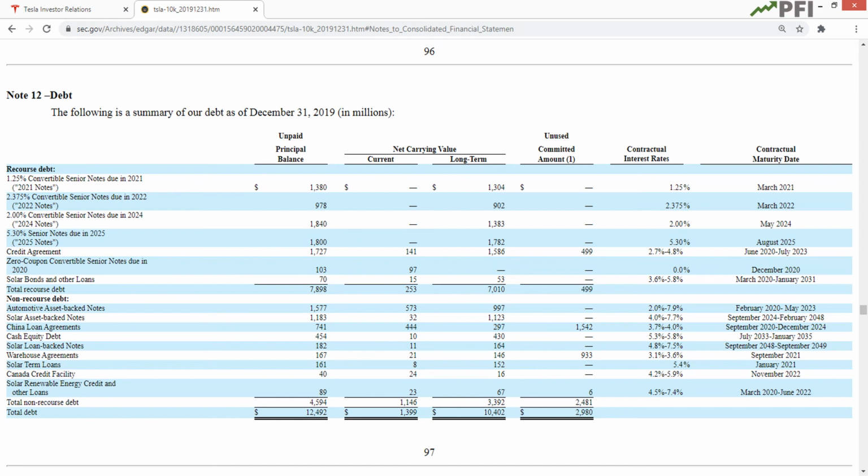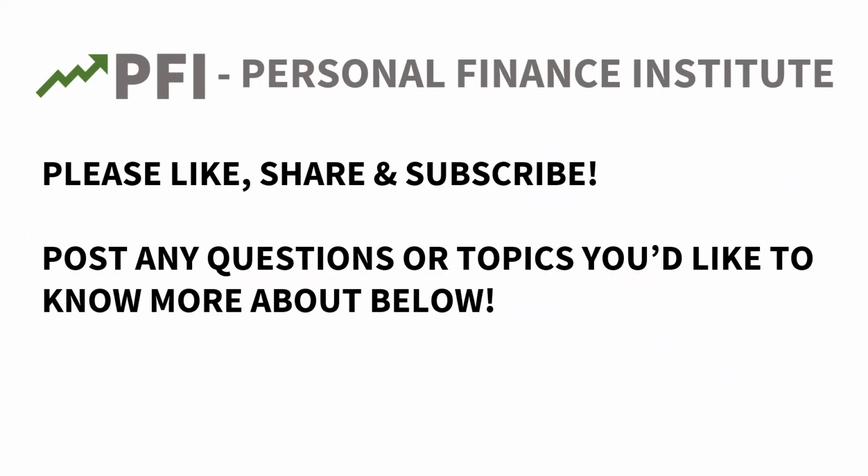This is just one example of the information contained in the notes, and we would encourage new investors to spend some time reading through each of the notes in order to gain a full view of the financial statements as a whole. That's all for today, everyone.